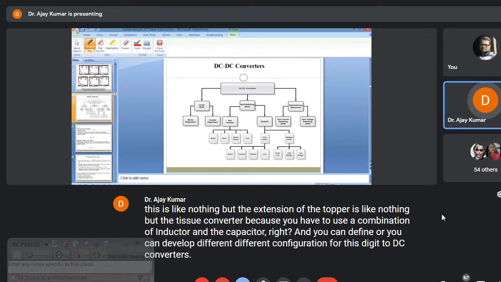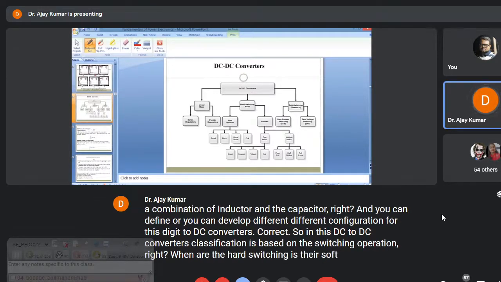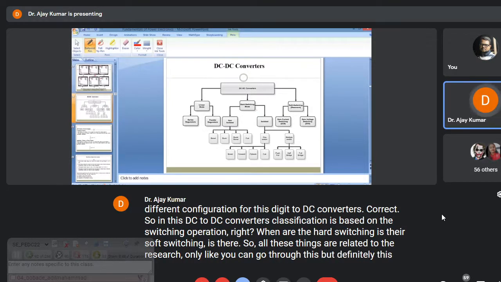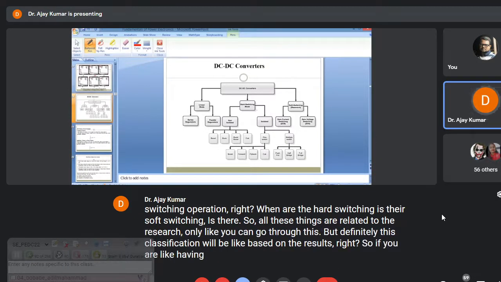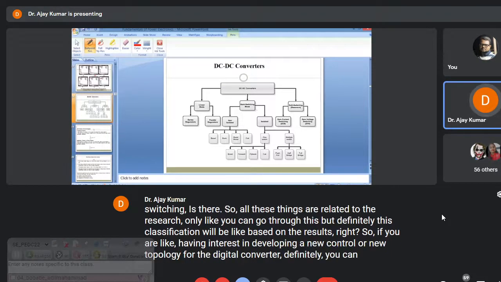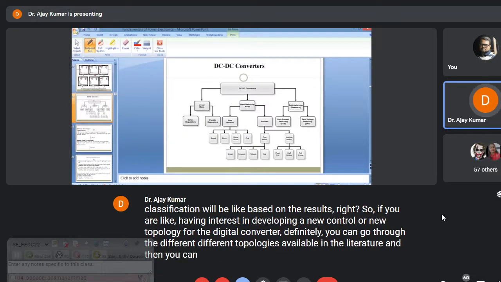In these DC to DC converters, classification is based on the switching operation, right? Whenever hard switching is there, soft switching is there. All these things are related to research only, right? You can go through this, but definitely this classification is based on research. So if you are interested in developing a new control or new topology for the DC to DC converter, you can go through the different topologies available in the literature, and then you can define and design your own topology for the DC to DC converter.